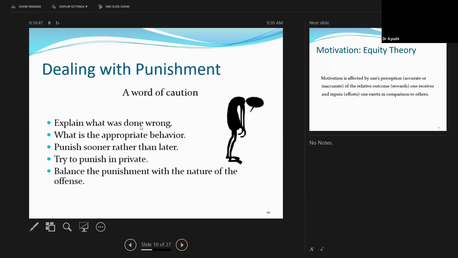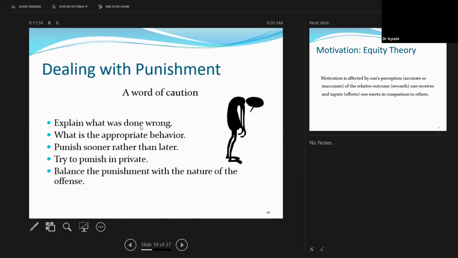And then dealing with punishment. It's very important to tell what was done wrong and what the appropriate behavior is. It is equally important to tell what was required, and punish sooner rather than later. Punishment should be sooner than later. Otherwise, it is going to lose its effect, and also it can harm the person.